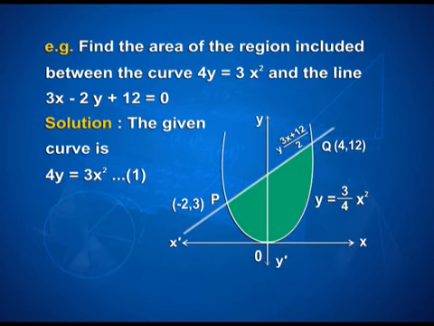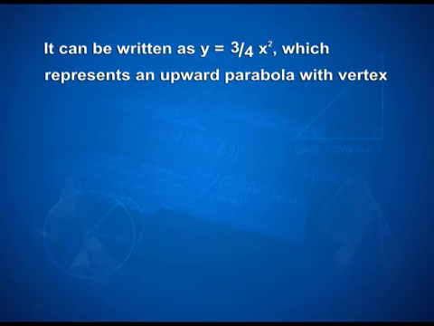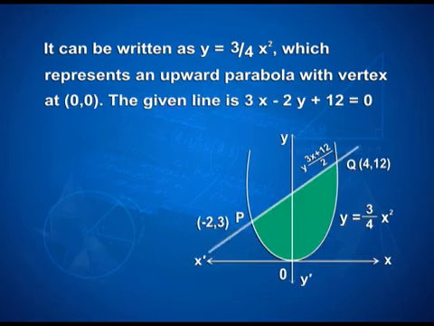It can be written as y is equal to 3 upon 4 x square, which represents an upward parabola with the vertex at the origin 0, 0. We have an upward parabola here with point P minus 2 comma 3 and point Q with points 4 comma 12, and this is the line y is equal to 3x plus 12 upon 2.